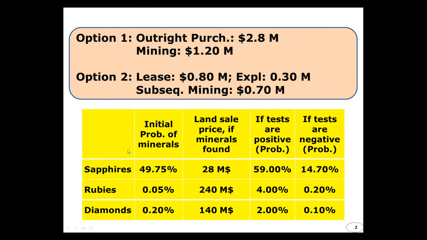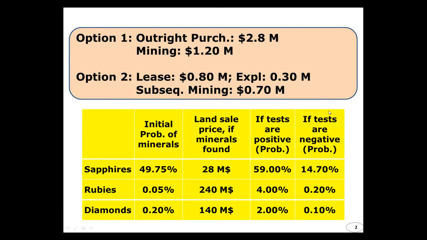Down below, we show the initial probability of finding minerals. So we can see from these numbers, there's almost a 50% chance we wouldn't find any minerals at all. And of course, the intent is on finding minerals to sell the land. And as you can see, with rubies and diamonds, there's a very high return on the land.